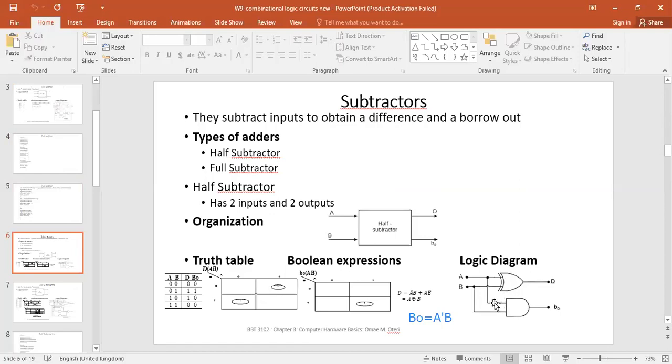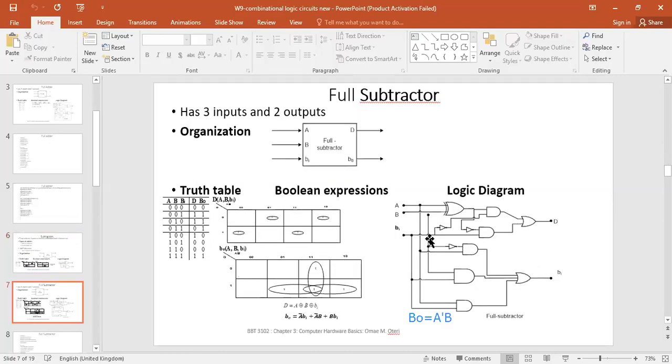You can see it appearing there clearly. Actually, the A is inverted to be able to implement that. So I will indicate that this is basically not so much different from what we had in the half adder. For the full subtractor, similar, three inputs, two outputs. And that's what we also had for the full adder. A, B, then the borrow I, that's the borrow in. The difference and the borrow out remain the same. In this case, we have three inputs and two outputs.